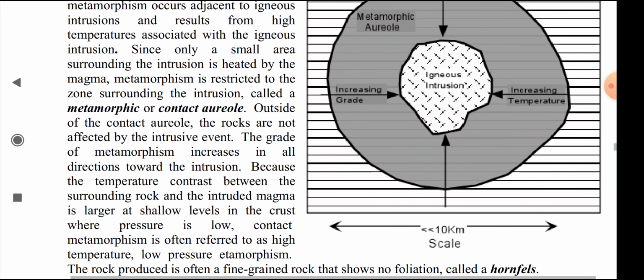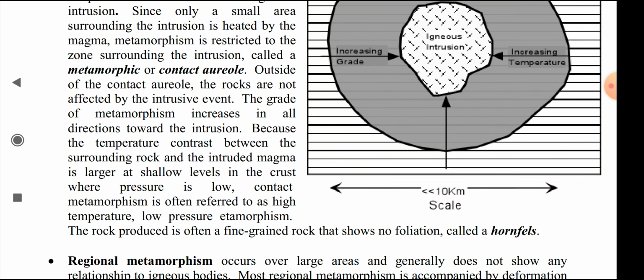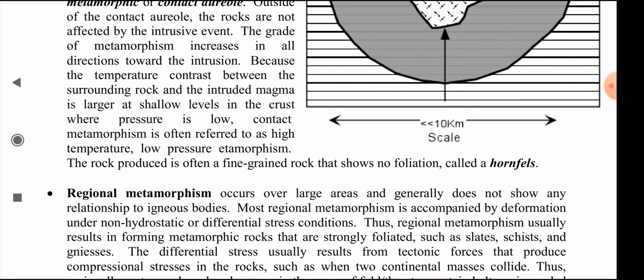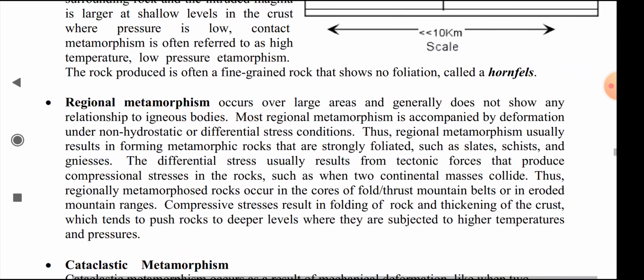Outside of the contact aureole, the rocks are not affected by the intrusive event. The rate of metamorphism increases in all directions toward the intrusion because the temperature contrast between the surrounding rock and the intruded magma is larger at shallow levels in the crust where pressure is low. Contact metamorphism is often referred to as high temperature, low pressure metamorphism. The rock produced is often a fine-grained rock that shows no foliation, called hornfels.